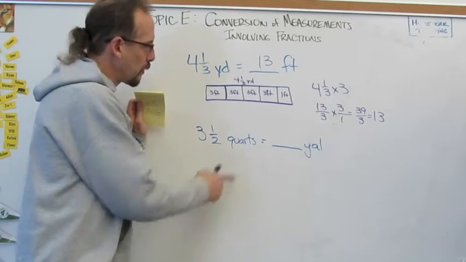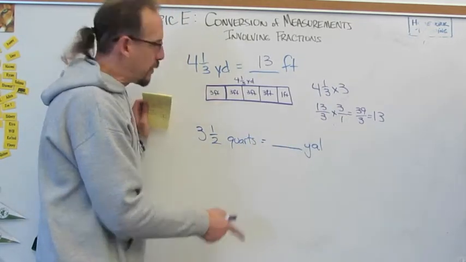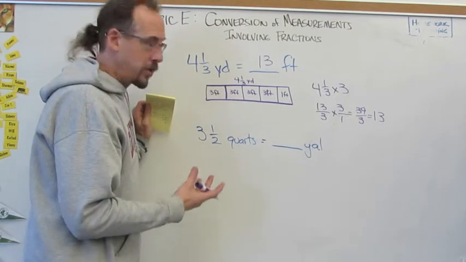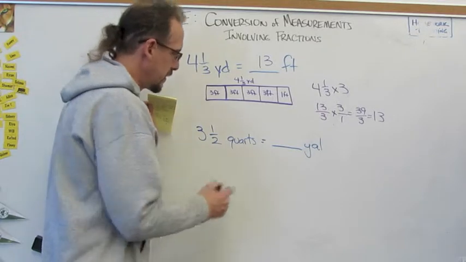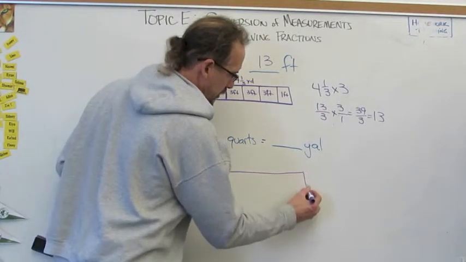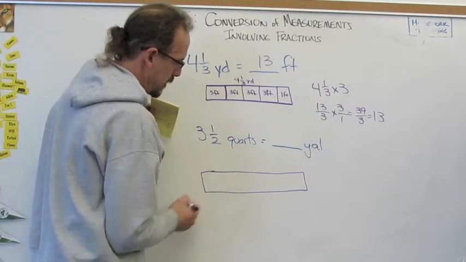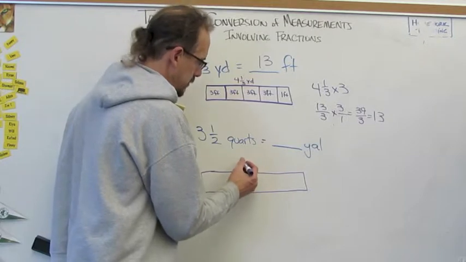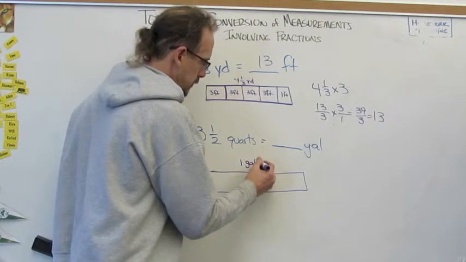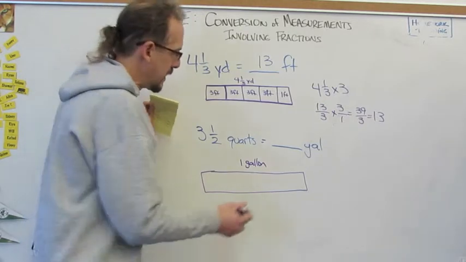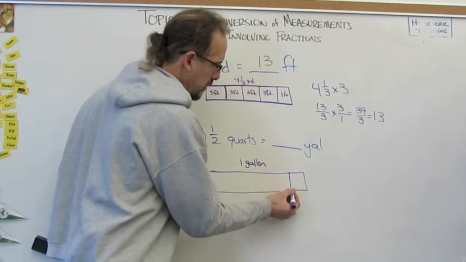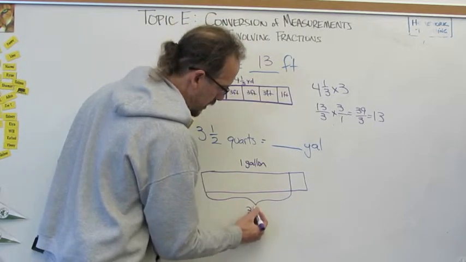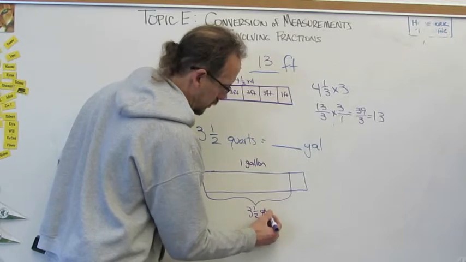Now in this problem, we're going from quarts to gallons. So again, we're going from a small unit to a large unit. So we're going to do the opposite then. We're going to try and find the fraction that is of that. So again, I'm going to show this tape diagram, and that represents 1 gallon, since there's 4 quarts in a gallon. And then my 3 1/2 quarts are going to come right up to there. There's my 3 1/2 quarts.